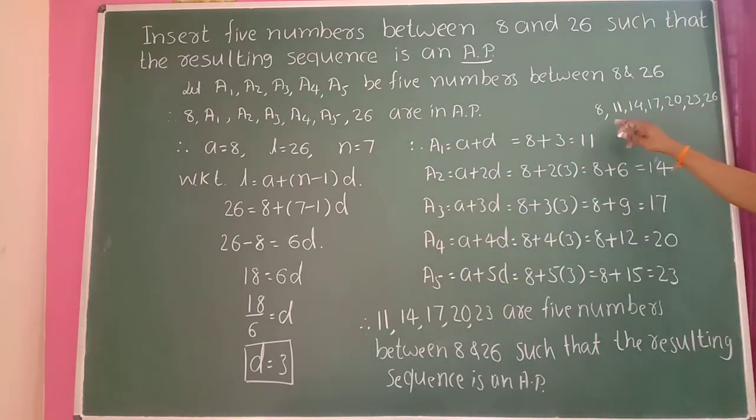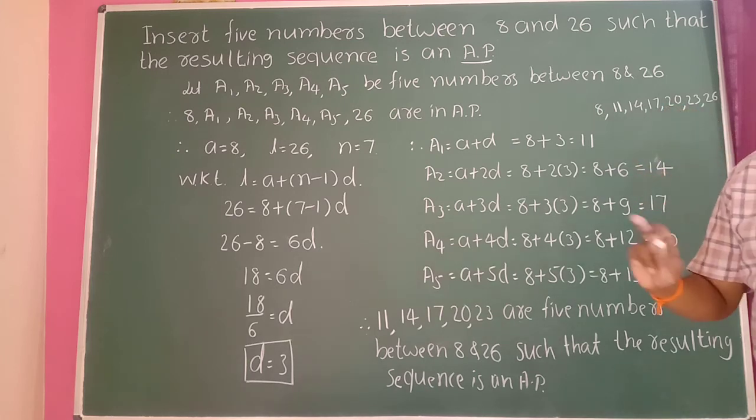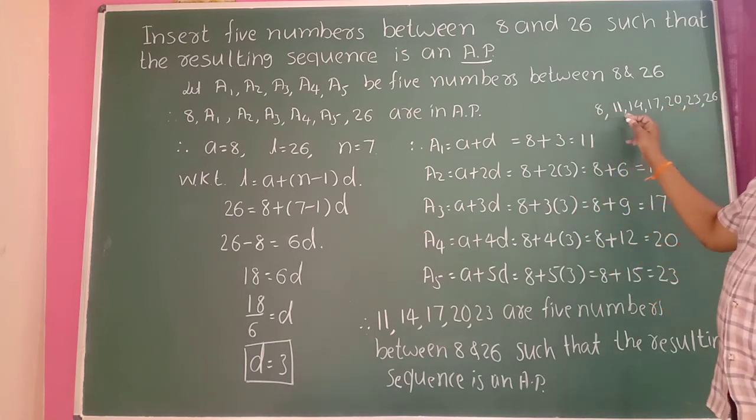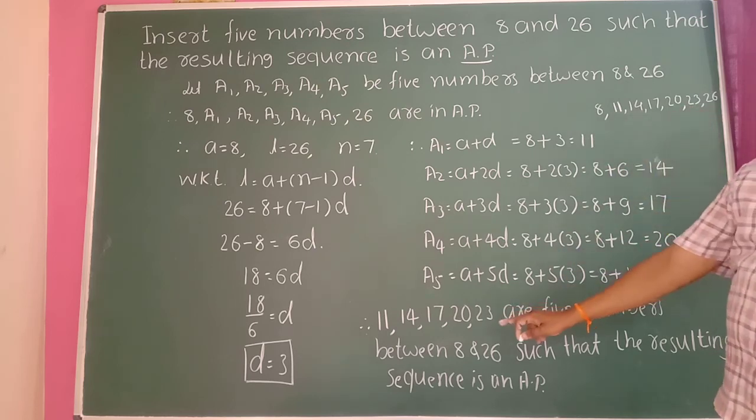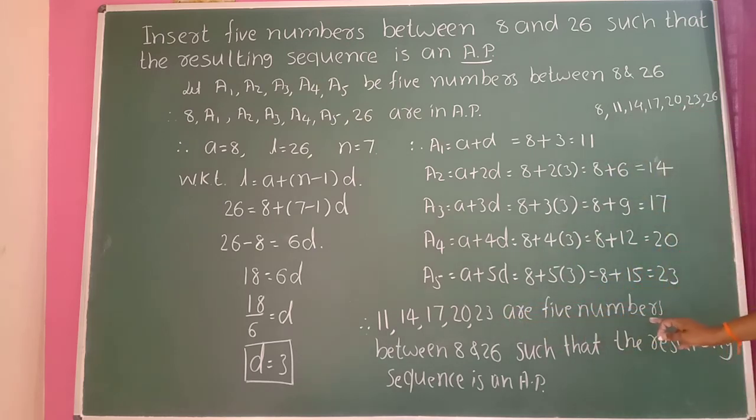Therefore, these numbers are in AP. 11 minus 8 is 3, 14 minus 11 is 3, 17 minus 14 is 3. Therefore, the difference between two consecutive terms is constant, the same. Hence, the numbers are in AP. Therefore, these are the 5 numbers between 8 and 26 such that the resulting sequence is an AP. This is the solution.